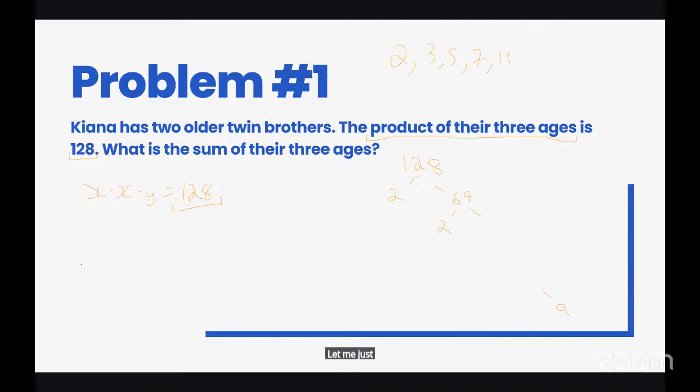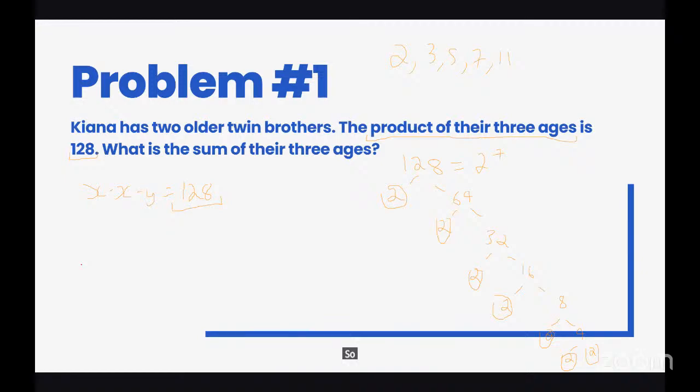Let me just quickly delete this. It's 30, my bad about that. It's 32. And then if you break 32 down again, that becomes 2 and 16. And if you break this down, that becomes 2 and 8, 2 and 4, and then 2 and 2. So 128 is just 2 to the power of 1, 2, 3, 4, 5, 6, 7. So 128 is just 2 to the power of 7.